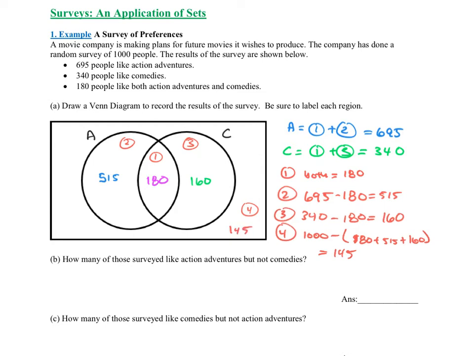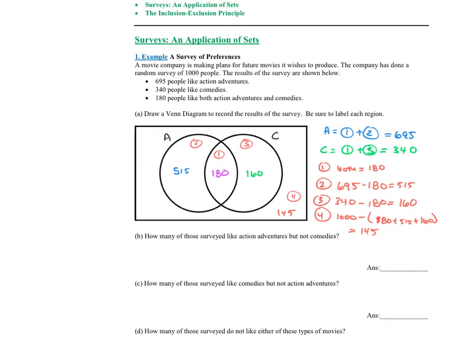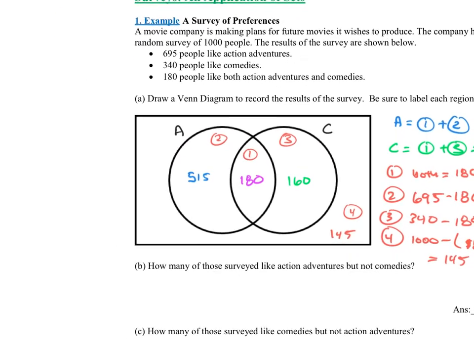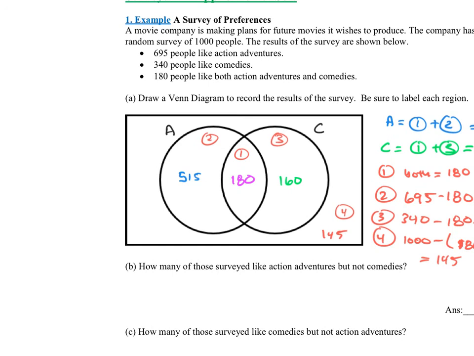So how do you fill in the Venn diagram? What you need to realize is it is not just directly putting that number there. When you see that 695, that's not what goes in region 2. That's the sum of two regions. When you see 340, that is not region 3. That is the sum of two regions. So you have to do a little more work to get it. But now that we have that, we can analyze what these regions mean a lot easier.